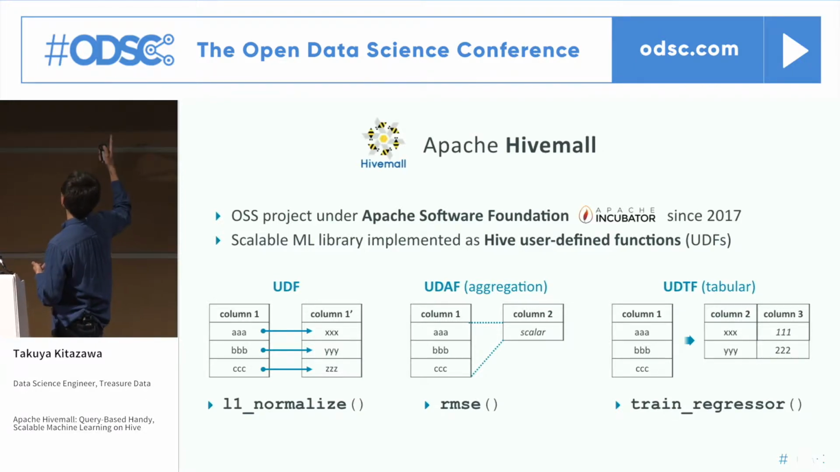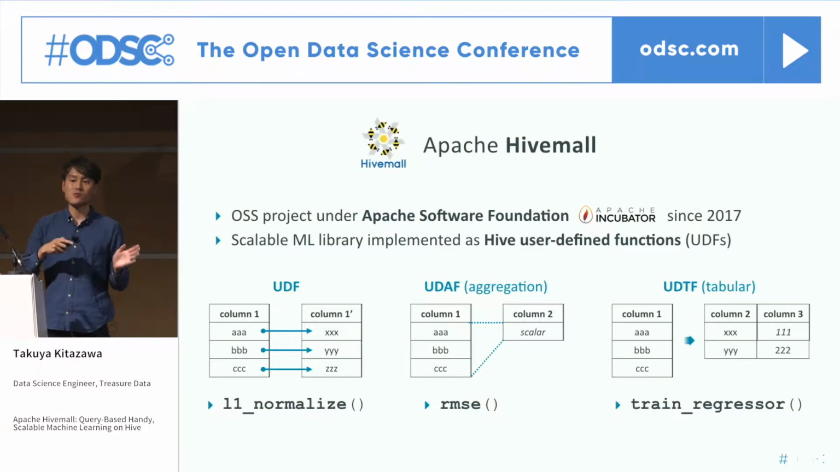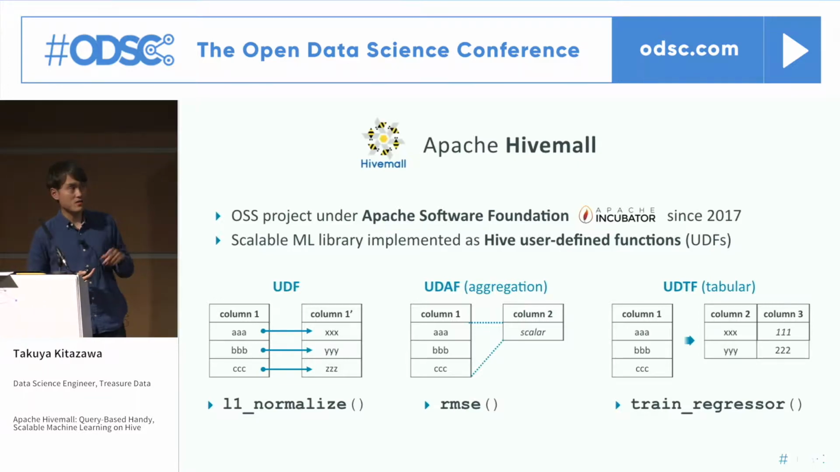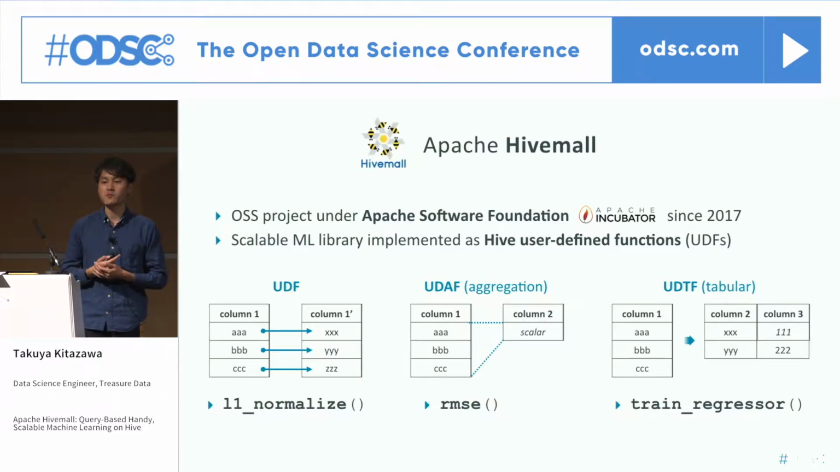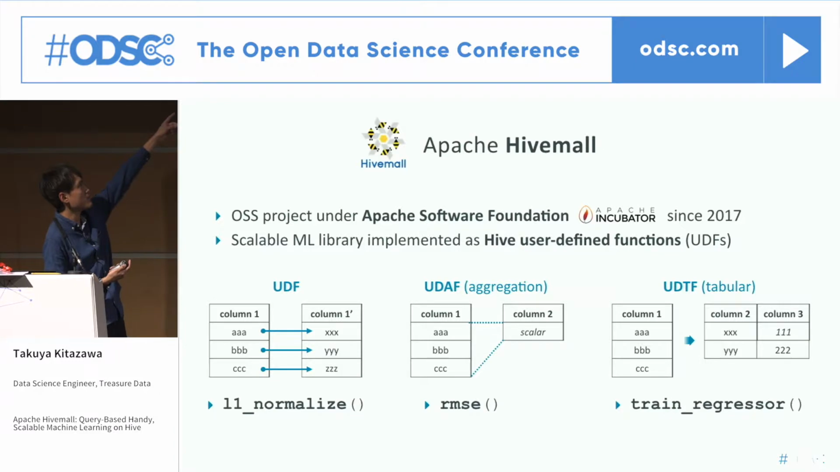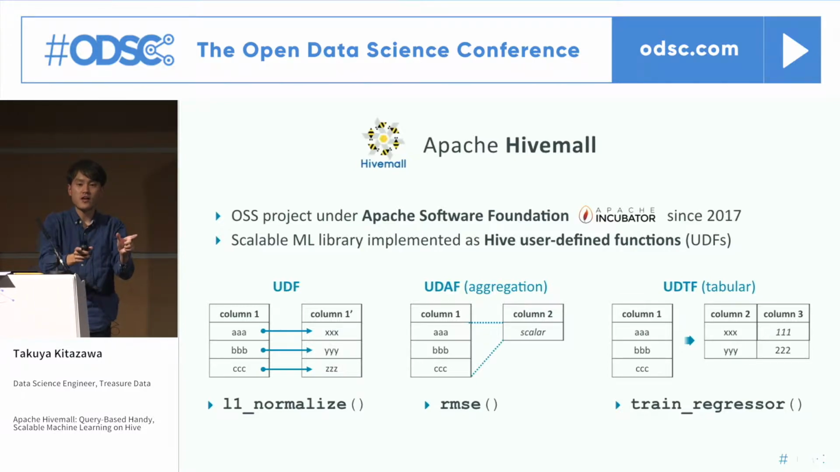Another one is UDAF. The A here means aggregation. It's like the sum, average, or max operation in standard SQL. And in the case of machine learning, it mainly corresponds to, for example, an evaluation metric. Hivemall supports many evaluation metrics, and one of them is, of course, RMSE. Let's imagine an example. There's a table with 2 columns: one column is for the ground truth, and another column is for the predicted value.